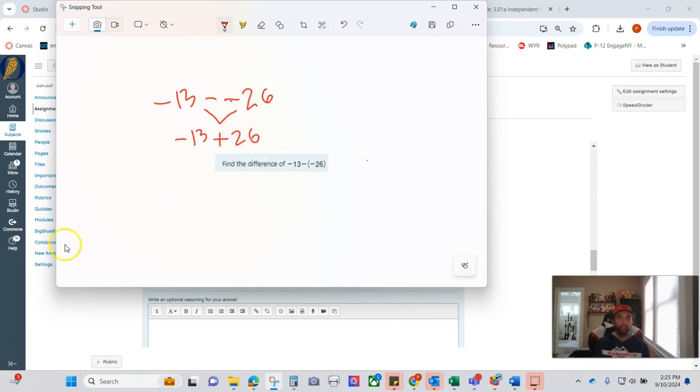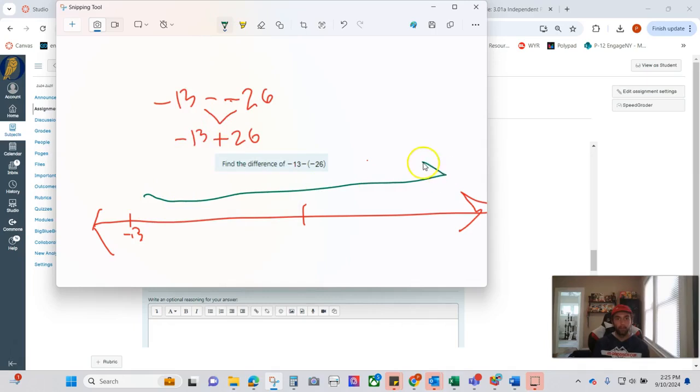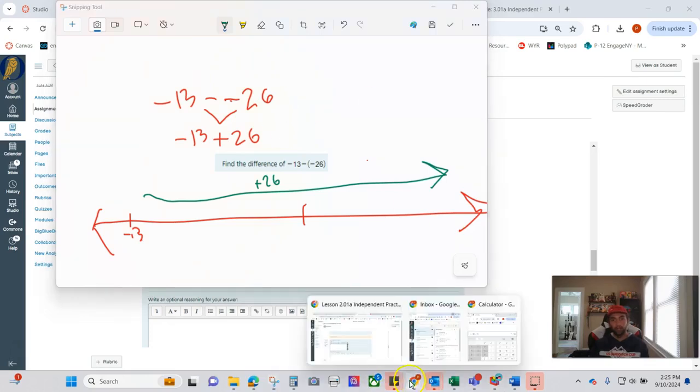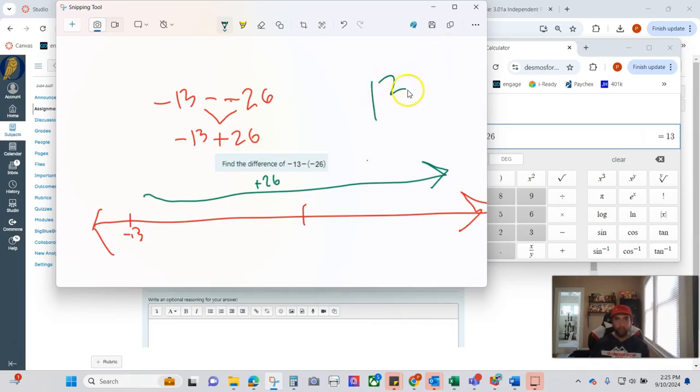So we start at negative 13, and then we go up 26. So here's negative 13. Here's 0. We would go up 26. So our answer will be positive. And let's use that calculator to find out just how positive our number is. Negative 13 plus 26 is positive 13. So our answer is positive 13.